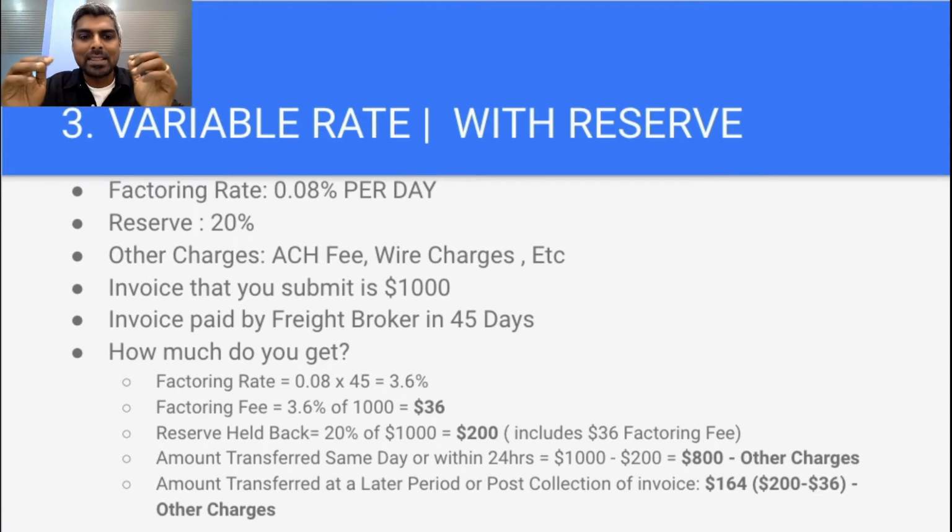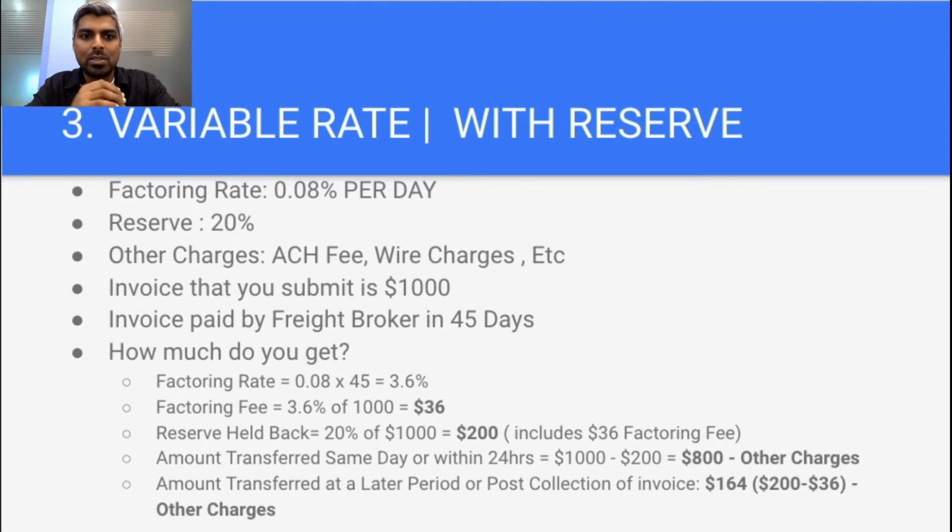Okay, in the same example, now you submit a $1,000 invoice. And let's say the invoice gets paid after 45 days from the freight brokers to the factoring company, right? So how much do you get charged, and how much do you get? Let's look at that. Now the factoring rate here is 0.08% per day, and the invoice gets paid in 45 days. So it's 45 into 0.08. That means the factoring rate that's going to be charged on this particular load is going to be 3.6%. That means a factoring fee of 3.6% of $1,000 will come to $36. That is going to be your factoring fee.